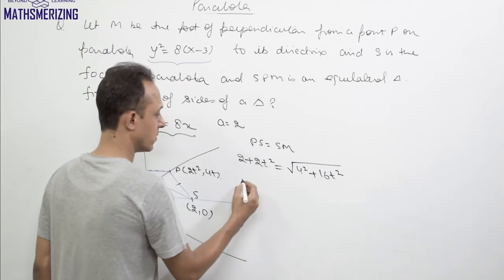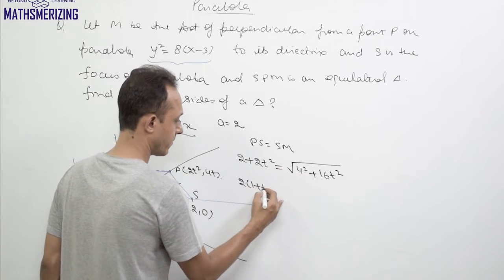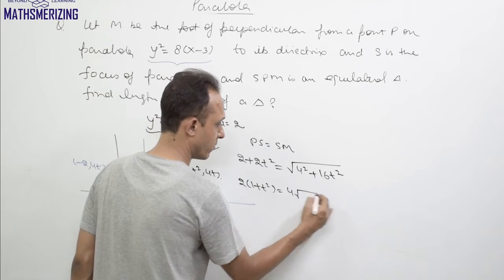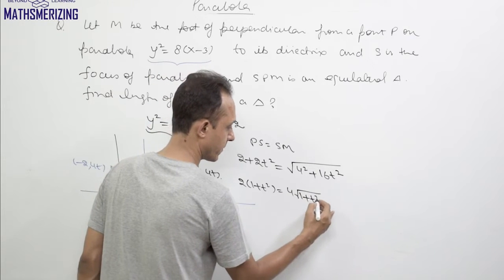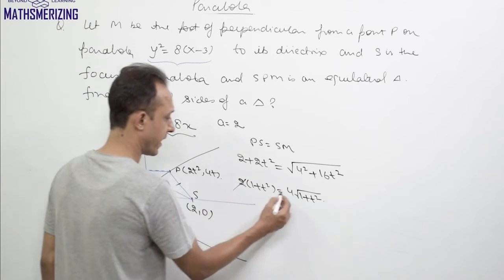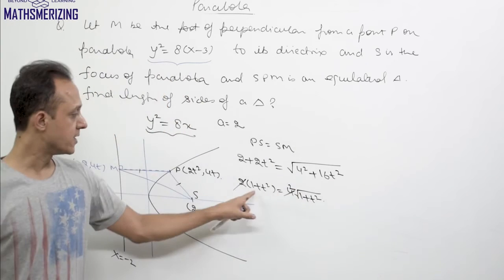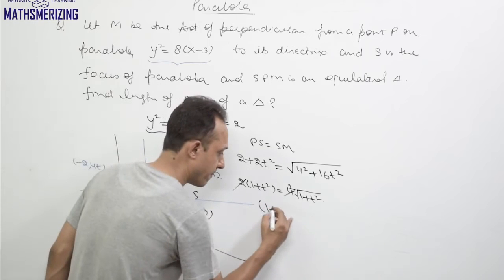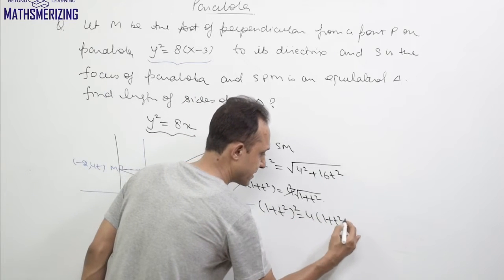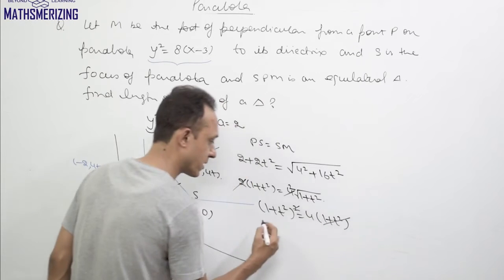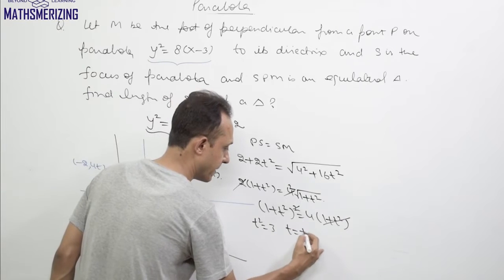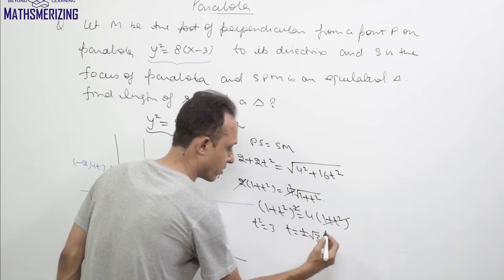So then it will be the square root of 4² plus 16t². So I can write 2(1 plus t²), and here I get 4 into the square root of 1 plus t². So I can cancel 2 with 2. If we square, we can write this as (1 plus t²)², and this is 4 into (1 plus t²). So I can cancel 1 plus t². So I can write t² as 3. So the value of t should be plus or minus the square root of 3.